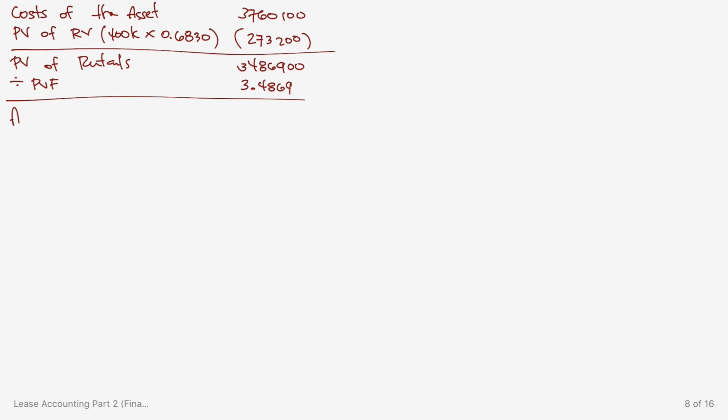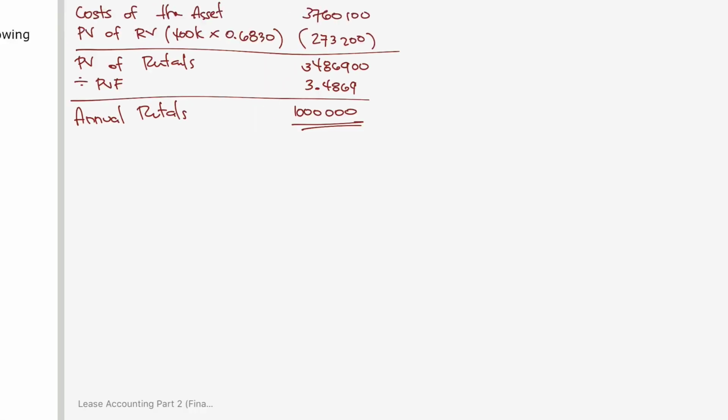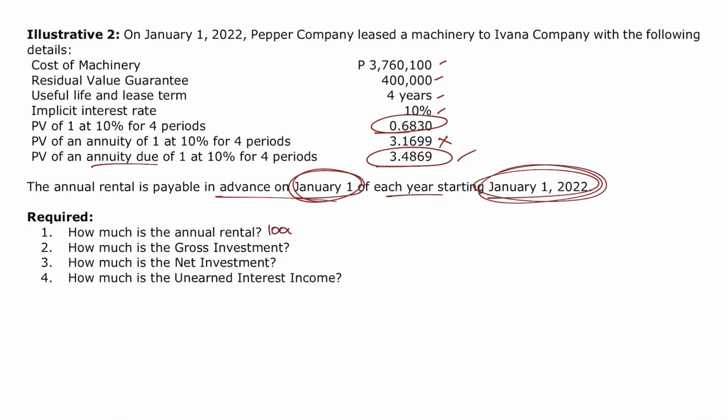3.4869. So, apparently now, the annual rental will be how much? Annual rentals will now be equal to 3,486,900 divided by 3.4869, or this is equal to 1 million pesos. So requirement number 1, 1 million pesos will be our final answer. Okay?